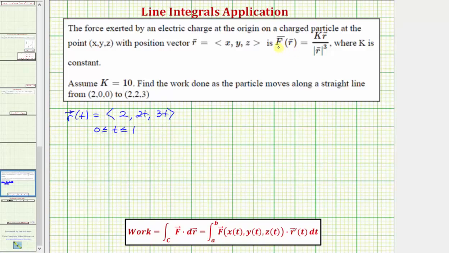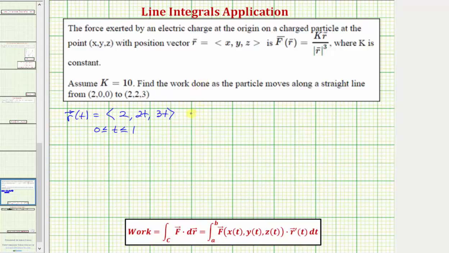Looking at our formula for F, we'll also have to find the magnitude of r. Let's go ahead and do that now. The magnitude of r of t is going to be equal to the square root of 2 squared plus 2t squared plus 3t squared. So simplifying, here we're going to have the square root of 4 plus 4t squared plus 9t squared, that's plus 13t squared. Let's go ahead and write this as the quantity 4 plus 13t squared to the 1/2.